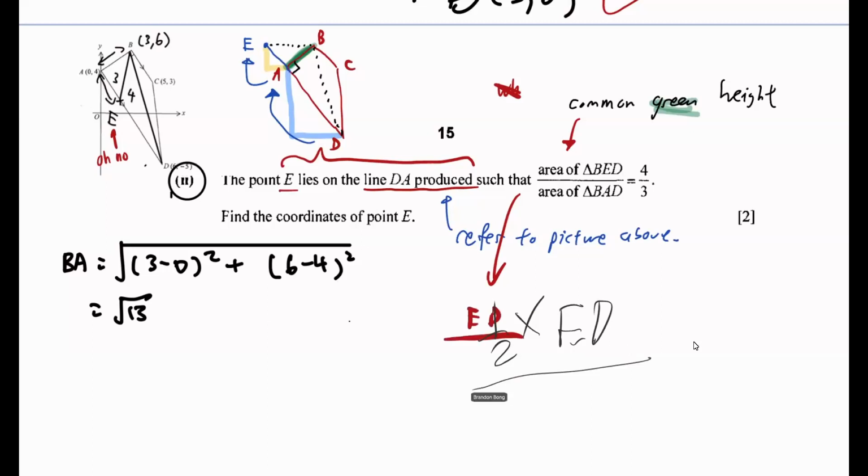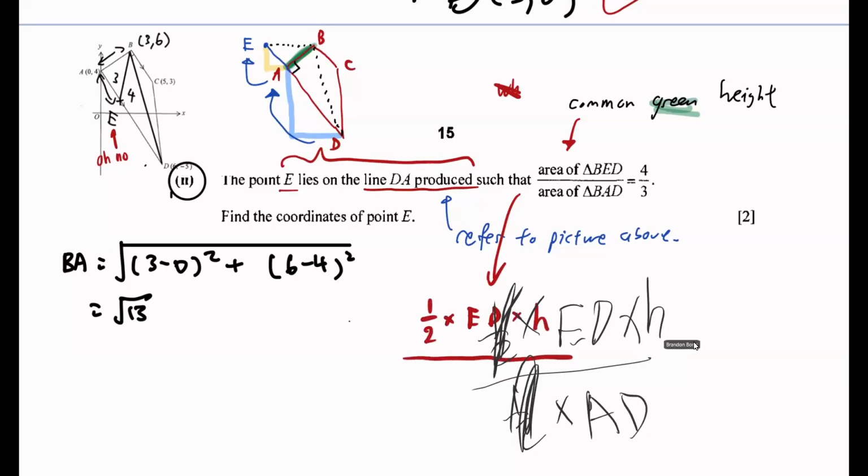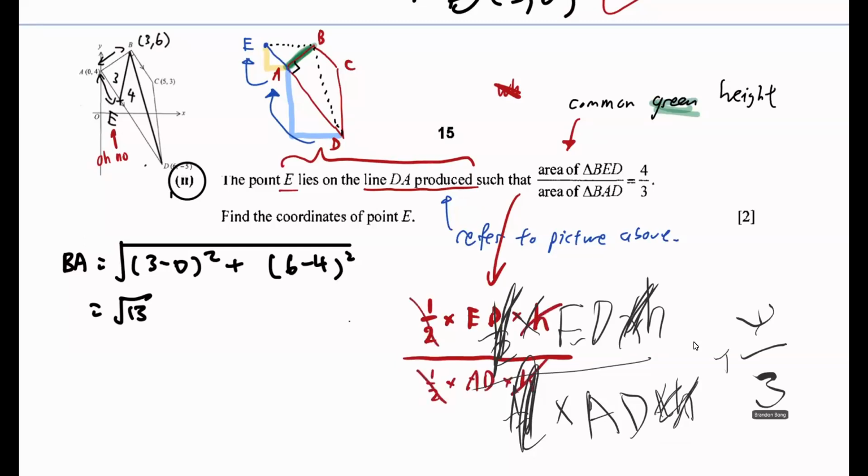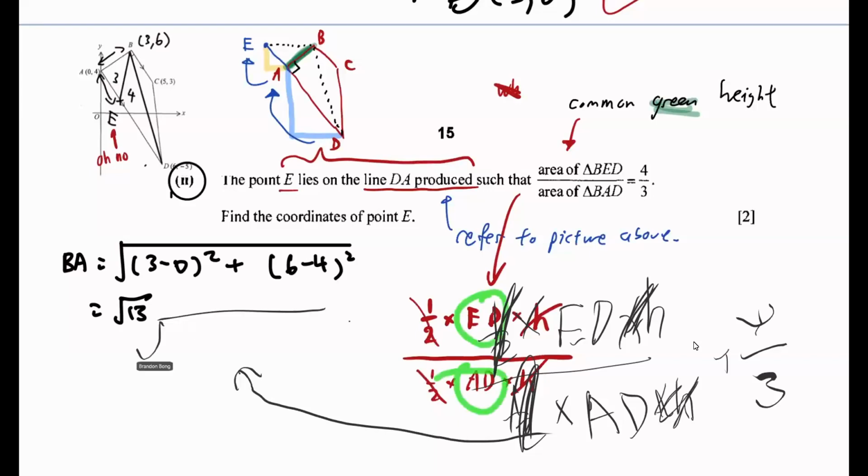Just replace it with half times base times H, then divide by the area of the other triangle. So it's just ED over AD equals to 4 over 2. Very good. So this is a trick. If you want to do it faster, you can remember: whenever you have 2 triangles that share the same perpendicular height, you just need to compare the ratio of their bases, because the half and H will cancel away.